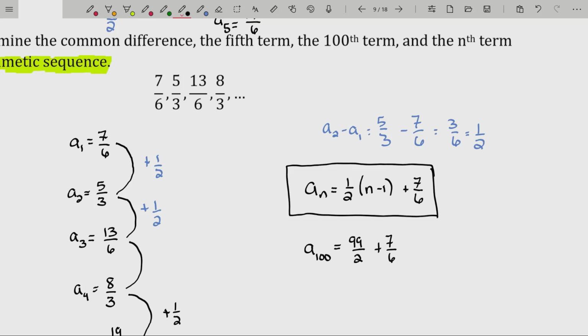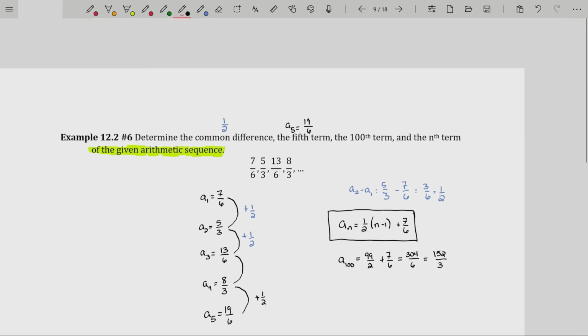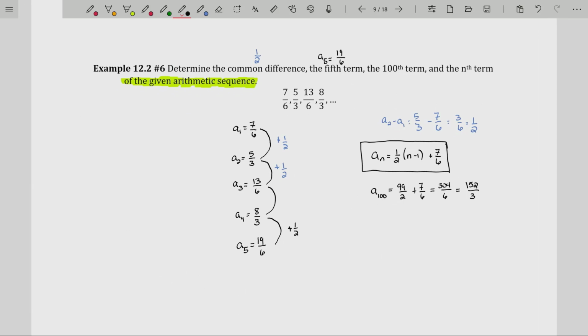Now that's going to require a little bit of mathematics on my part. 3 times 99 is nearly 300. It's 297. Plus 7 is 304 sixths. Somebody's going to yell at me if that's wrong, but I literally just checked. It's okay. And this reduces down to 152 thirds. So really, we've again quickly answered the entire set of questions within this one question pretty easily.